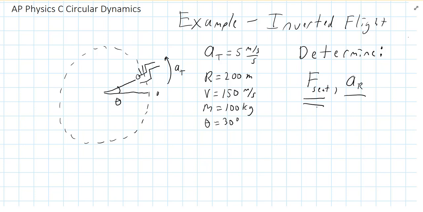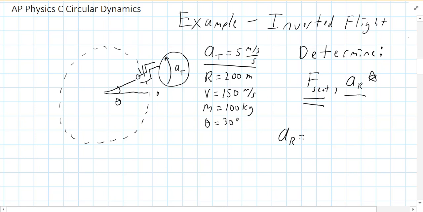First of all, you'll note that she is speeding up at this moment. She has a tangential acceleration. She's hitting the throttle and speeding up as she does this. I'm actually going to determine the radial acceleration first, because that's really simple. The magnitude of the radial acceleration is simply v squared over r, which is 150 squared divided by 200, which if you plug it in your calculator, you get 112.5 meters per second squared.